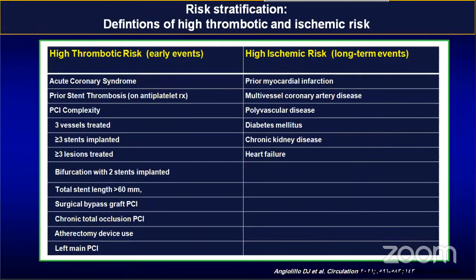Here are definitions of high thrombotic and ischemic risk. High thrombotic risk in early events includes acute coronary syndrome, prior stent thrombosis, PCI complexity, 3 vessel disease, more than 3 stents implanted, 3 lesions treated, bifurcation with 2 stents implanted, total stent length more than 60 millimeters, surgical bypass graft PCI, chronic total occlusion PCI, atherectomy device use, and left main PCI. All these recommend prolonged triple therapy use for 1 month. Also, high ischemic risk includes prior myocardial infarction, multi-vessel coronary artery disease, polyvascular disease, diabetes mellitus, chronic kidney disease, and heart failure. Next.